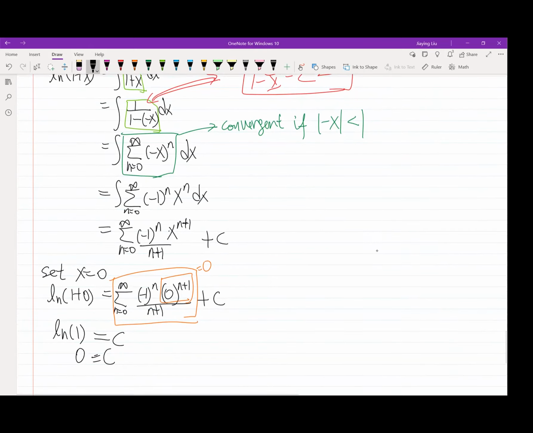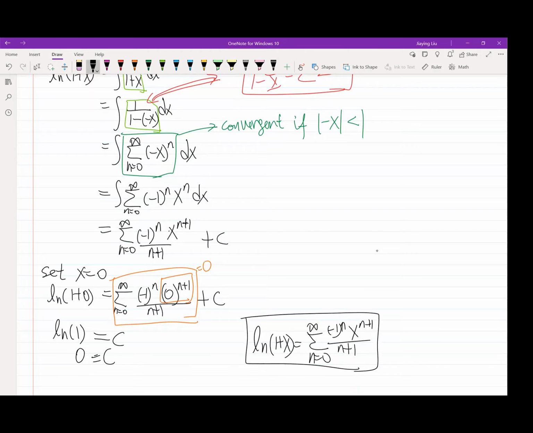And what do we end up with? We just end up with, I'm going to write it here, natural log of 1 plus x is equal to sigma n from 0 to infinity, -1 to the n, x to the n plus 1, divided by n plus 1. We don't have a c there, because the c becomes a 0 when we set x equals 0 to find c. Any questions there?